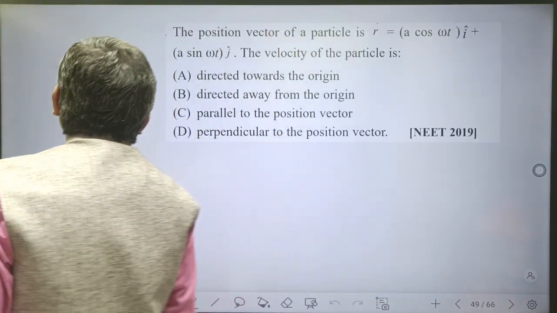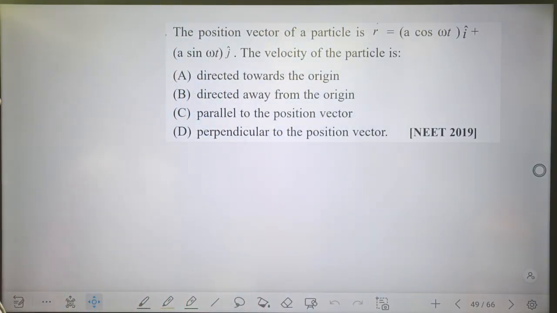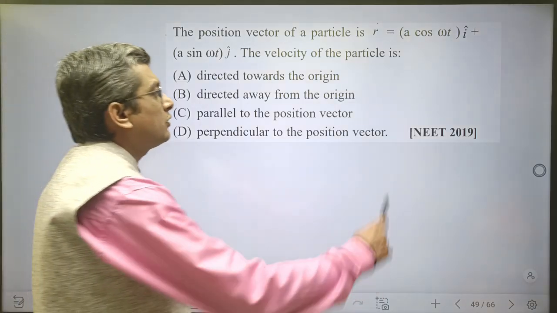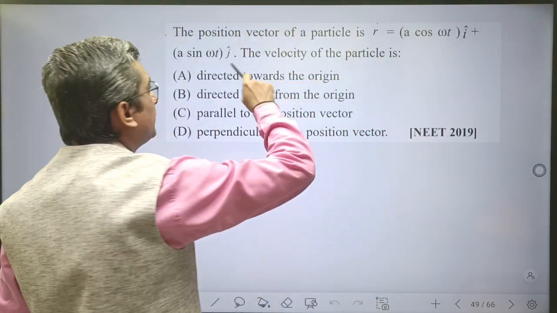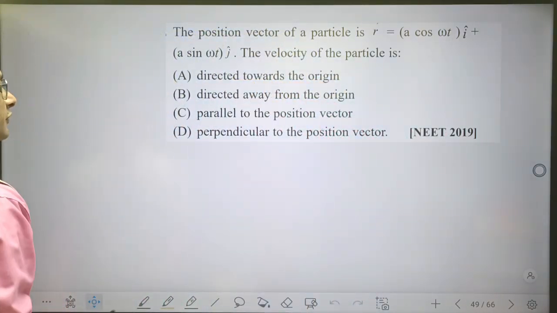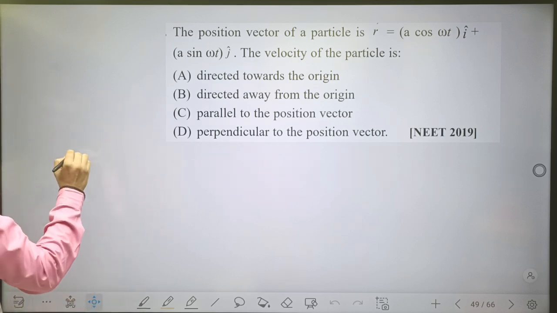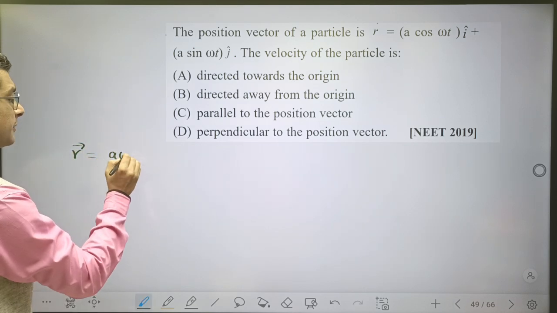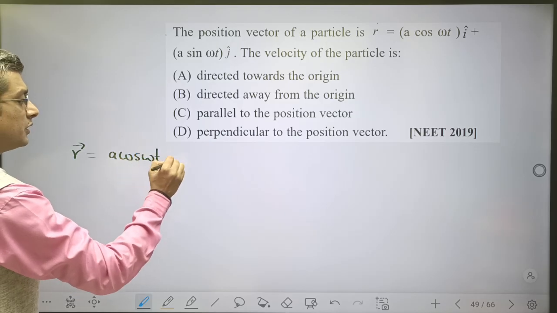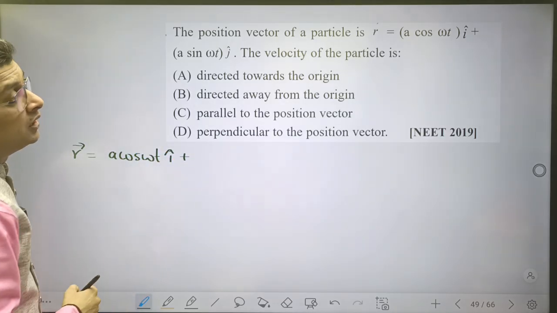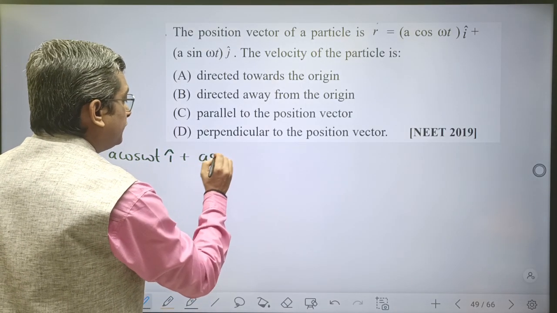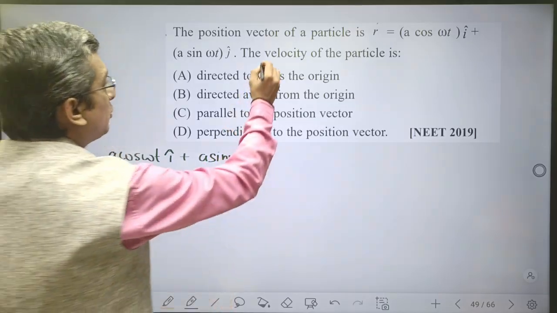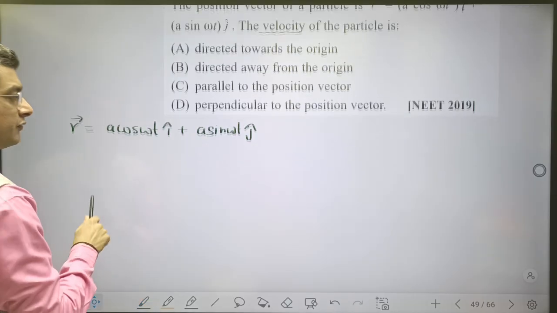Next, now we have a question: the position vector of a particle is given by r is equal to a cos omega t i cap plus a sin omega t j cap. The velocity of the particle is. So first of all I am writing here the position vector. So the position vector is given by a cos omega t i cap plus a sin omega t j cap. We have to comment on the velocity. The position vector is given.